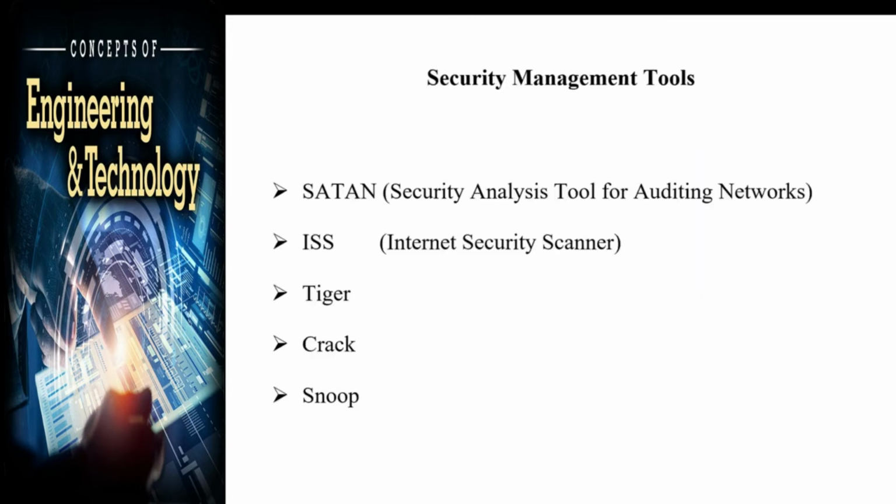When you look at security management tools, we have Saturn, the security analysis tool for auditing networks. We have the internet security scanners, Tiger, Crack. These are all the different security management tools we are using. Even in the computer hardware we will be using SATAN securities, which will audit the networks and others. So these are the different levels of security management tools.